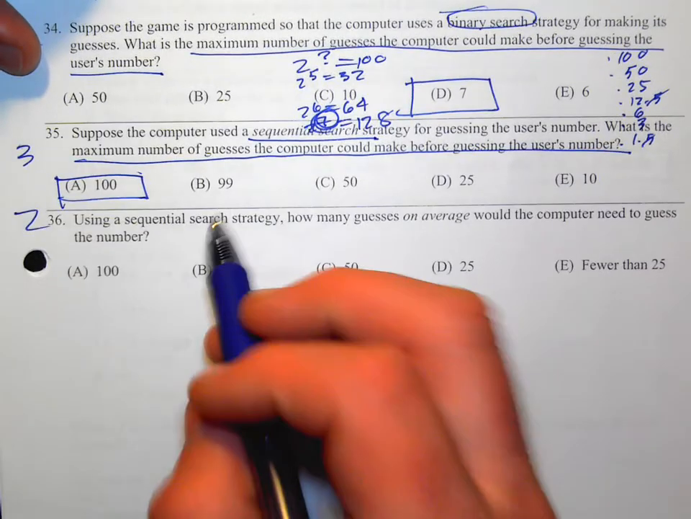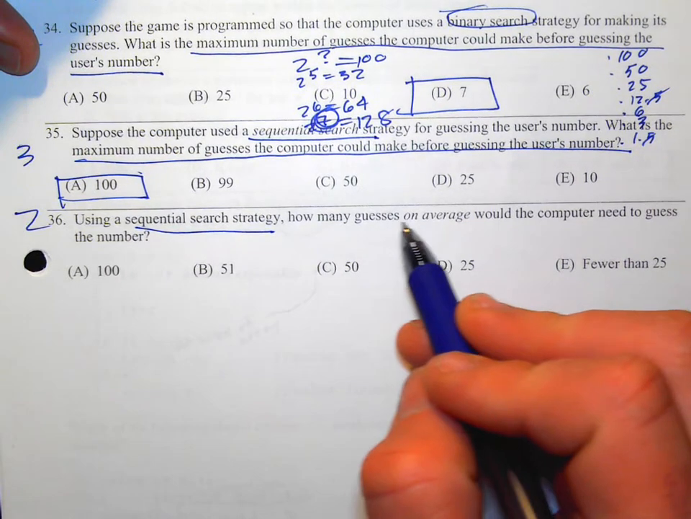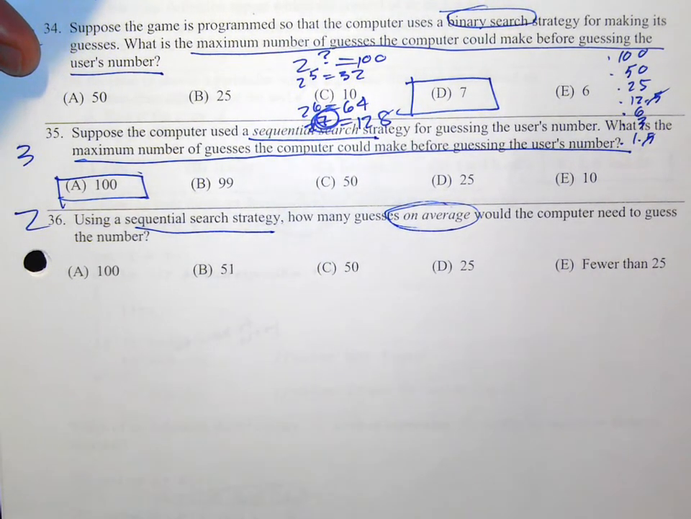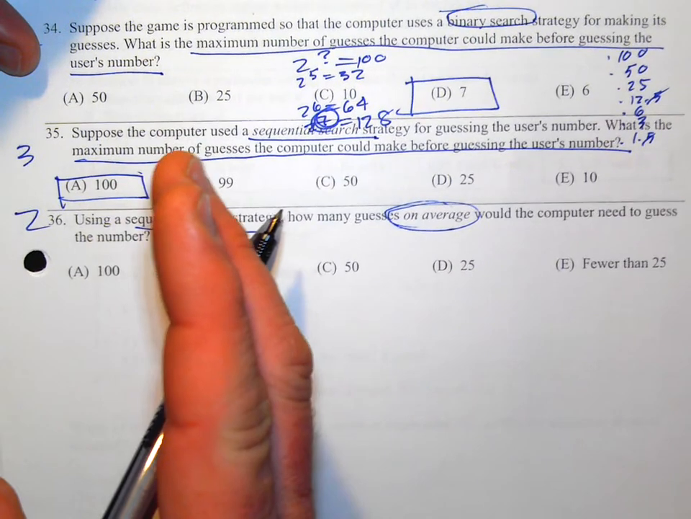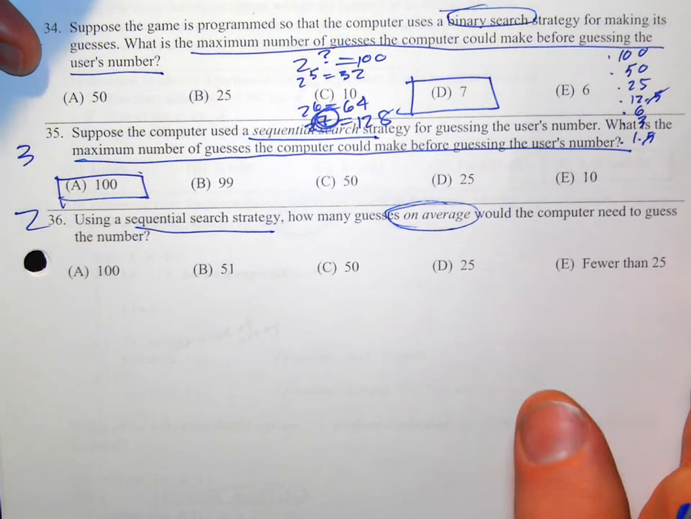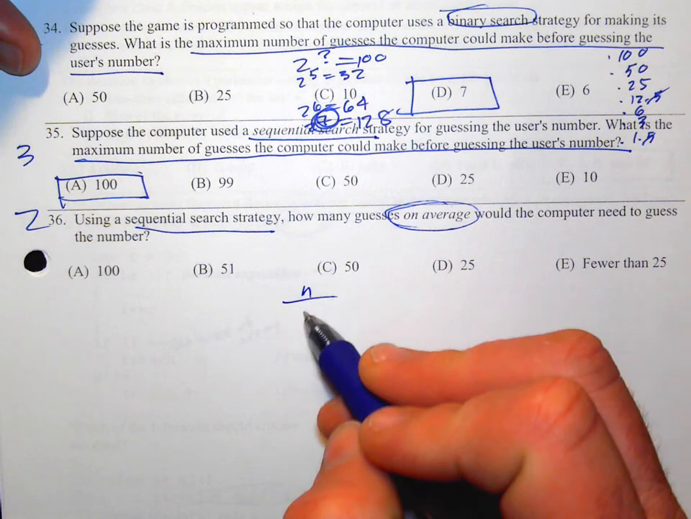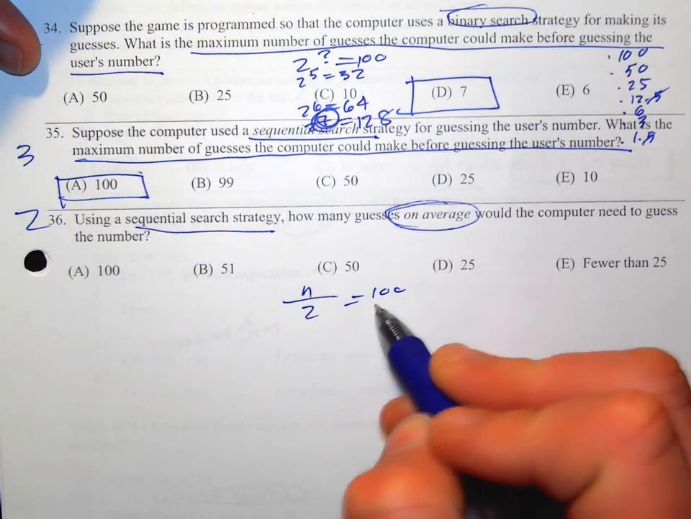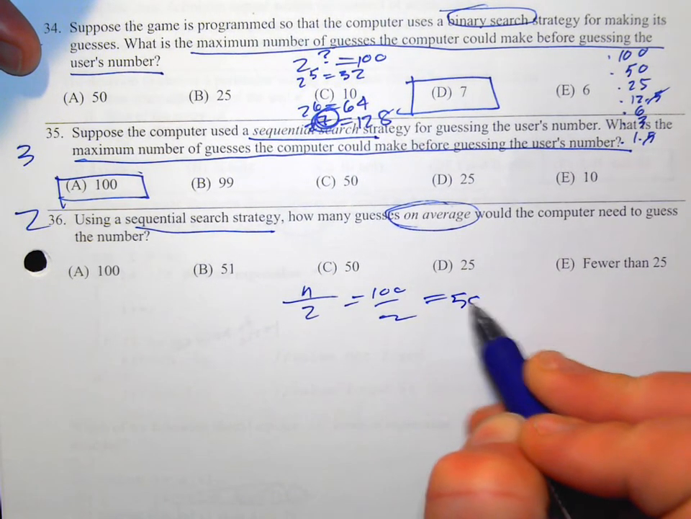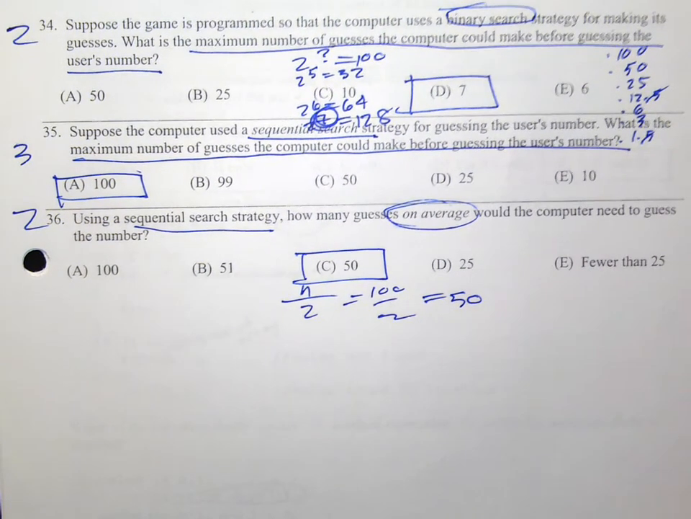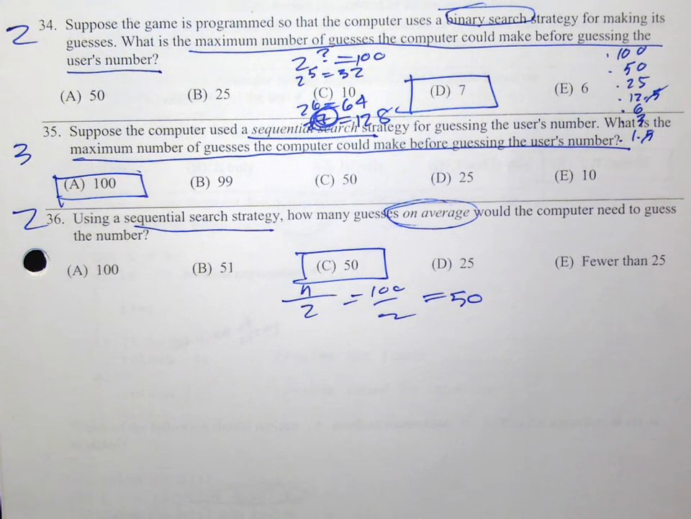Using sequential search strategy, how many guesses on average? Well, on average, you could get it on the first guess, you could get it on the last guess, you could get in between. So on average, it's going to be half the size of the array. On average, they'll get it within half of the array. Sometimes sooner, sometimes later. That's it.